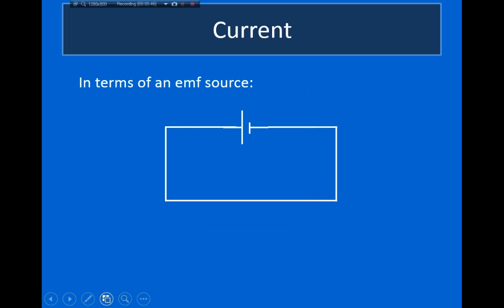The same thing is true inside a circuit. This means that the current will always flow from the positive end of the battery towards the negative end of the battery. So in this circuit here, the current is going to flow around counterclockwise like this.